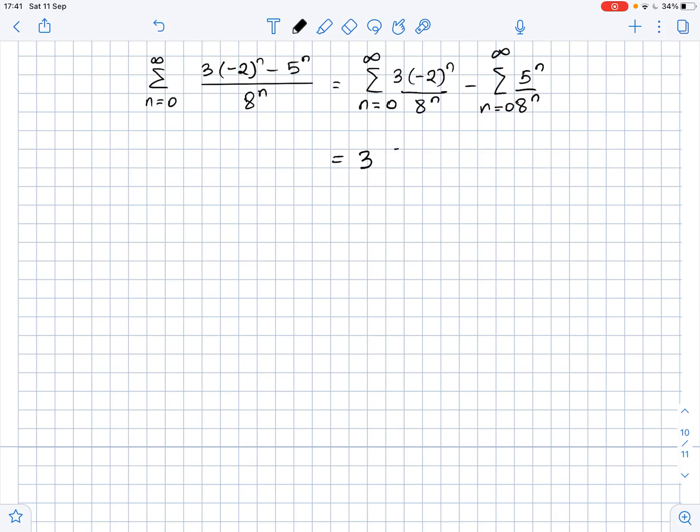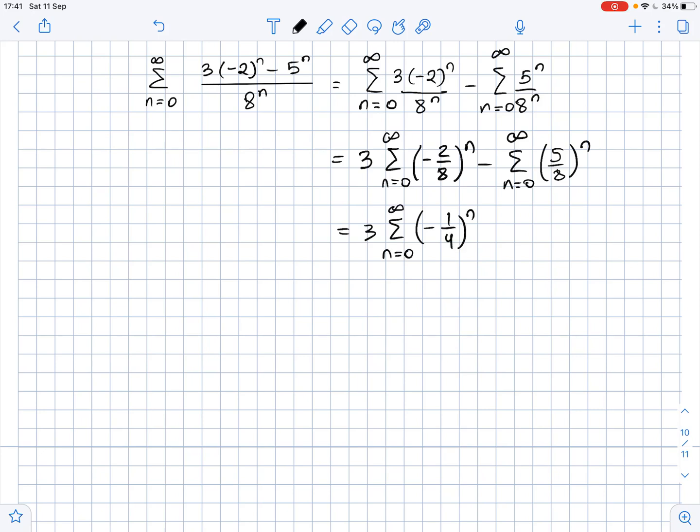Now we can rewrite this as 3 times the sum of negative 2 over 8 to the power of n, where n goes from 0 to infinity, minus the sum of 5 over 8 to the power of n, where n goes from 0 to infinity. And again, we can simplify it. This equals 3 times the sum of negative 1 over 4 to the power of n, n goes from 0 to infinity, minus the sum of 5 over 8 to the power of n, n goes from 0 to infinity. And now we will work with these two series separately.